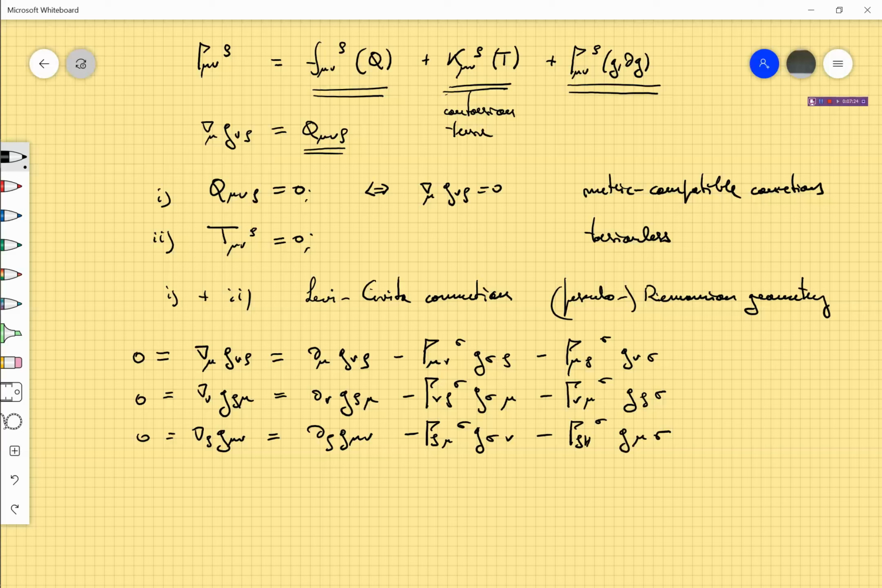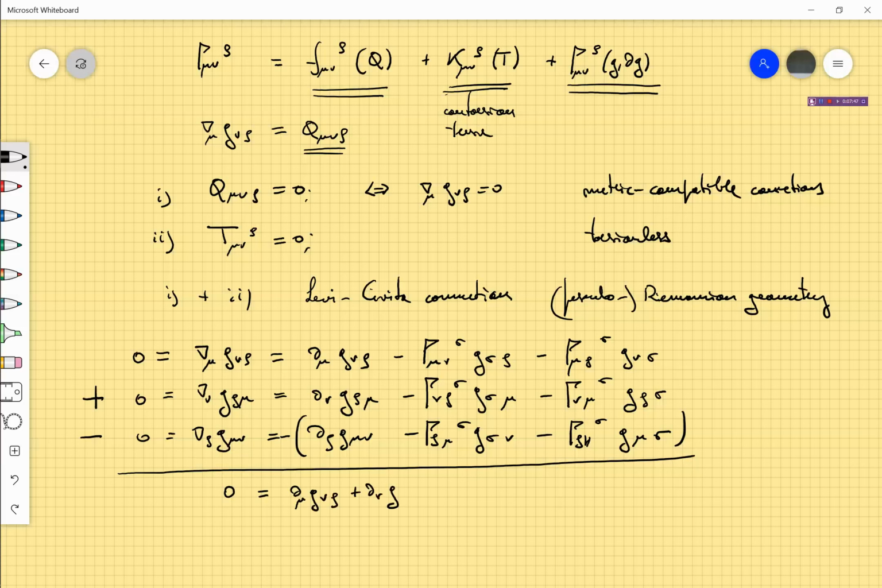Okay, and what I am going to do now is to combine these three equations with this sign. So I sum this one and I subtract this one. So okay, this gives me 0 in all cases. So I get partial mu g nu rho plus partial nu g rho mu minus partial rho g mu nu.